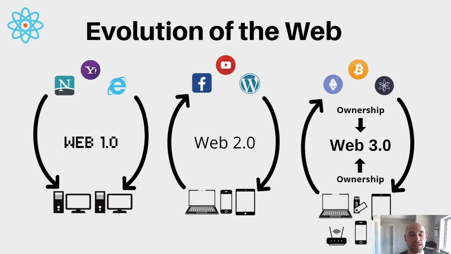So we'll just take a look at the evolution of the web. Web 1.0 had things like Netscape, Yahoo, Internet Explorer. A lot of these things have been shelved, no longer. Well, I should say Netscape still exists. It's not really used that much. But Internet Explorer has been shelved. And Yahoo, I don't know how many people go to that, maybe for finance news.